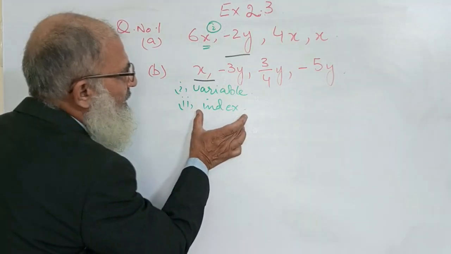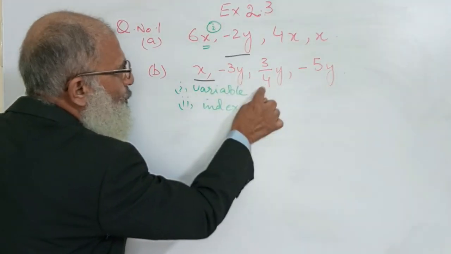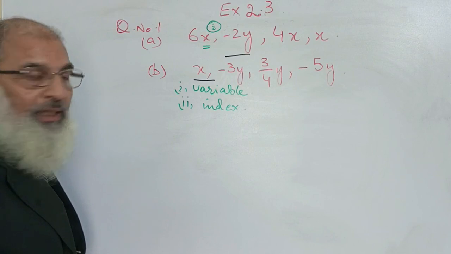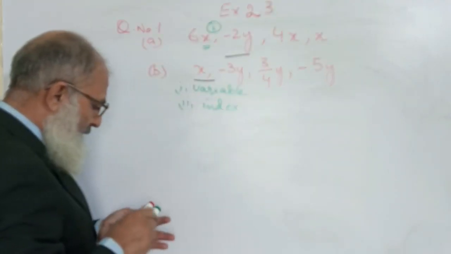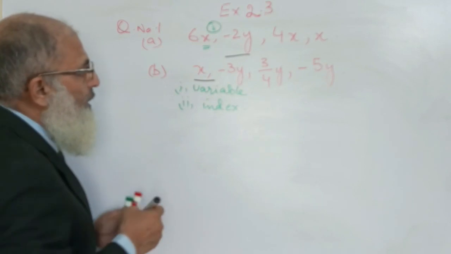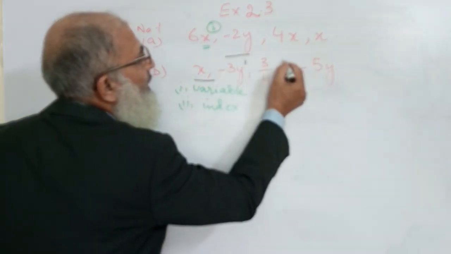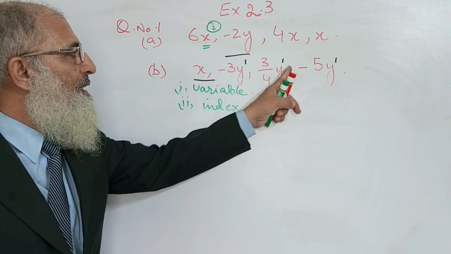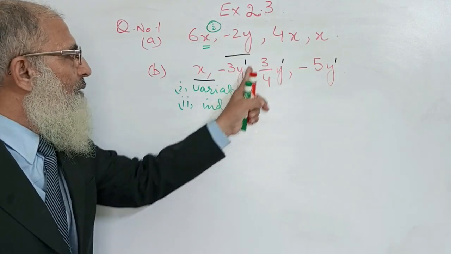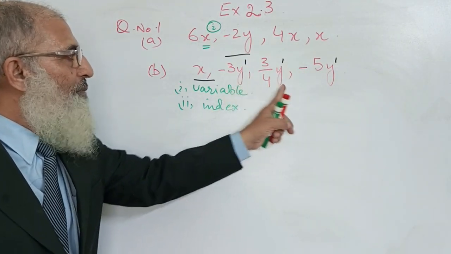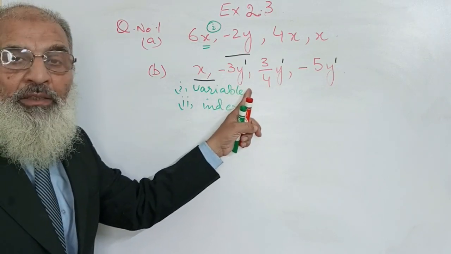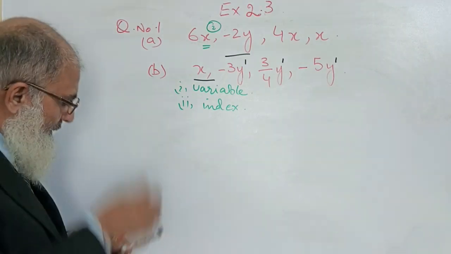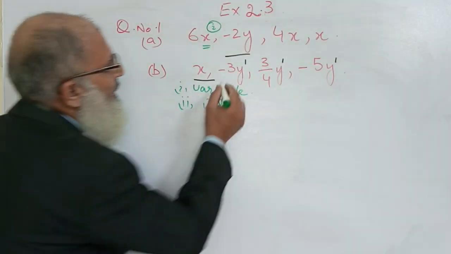Okay. Now for the index. Do not go for the coefficients. Go for the index. Now what are the indices over here? You see that here it is 1, here it is 1, here it is 1. In all the terms, the indices are 1. Variable is the same, so it has passed both the tests. Clear? Now these three are the like terms.